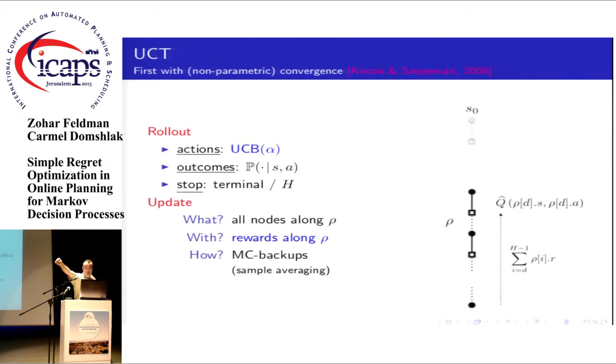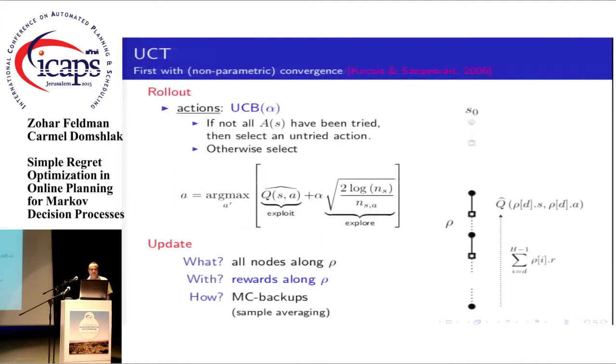Having finished issuing this rollout, we have now collected information, and we go back along this rollout. We update all nodes along that rollout. We update these nodes with the rewards collected down these states along the rollout. So basically with the sum of the rewards collected under the state. And how do we update? We average. All the samples that correspond to applying action A at state S are averaged together. This is what is now called the Monte Carlo backups. Average.